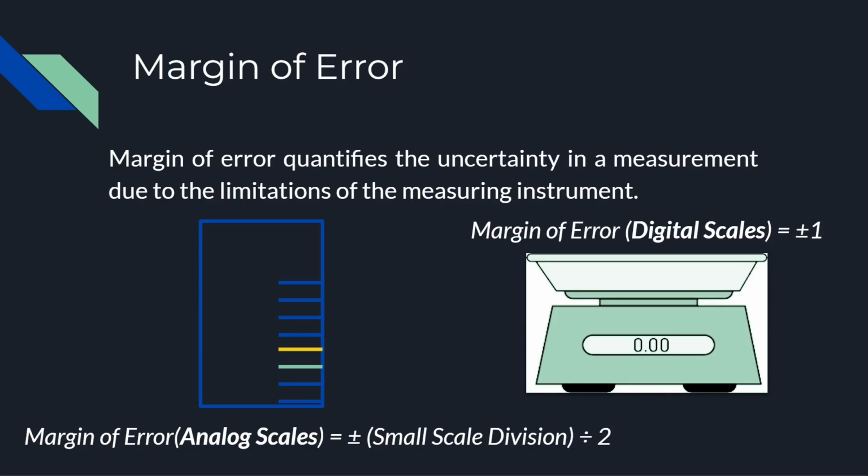For digital scales, the margin of error is typically plus or minus 1 of the last displayed digit, which reflects the uncertainty in the least significant digit shown by the instrument. In this case, it will be plus or minus 0.01 as the smallest measurement.